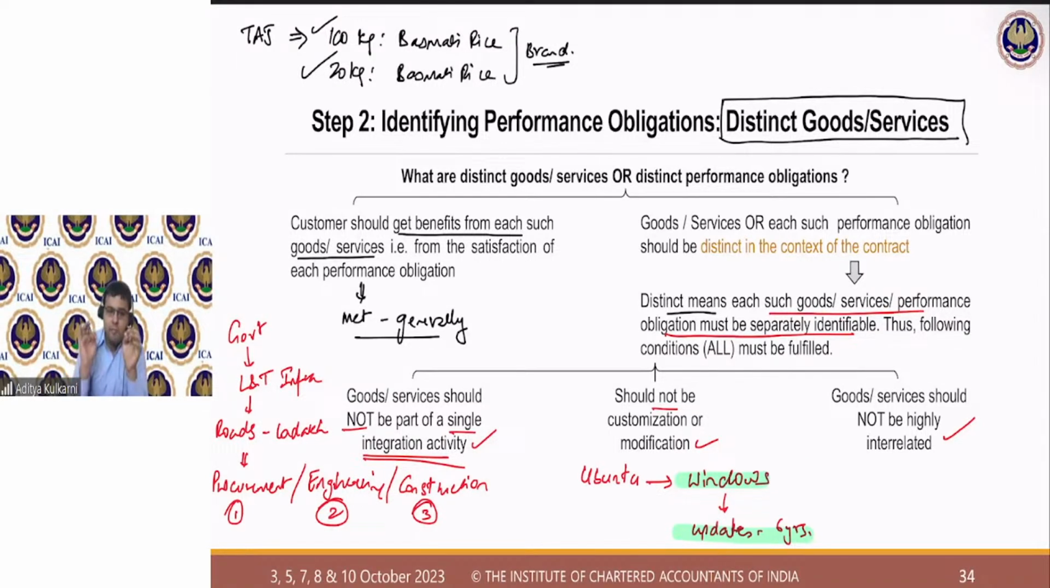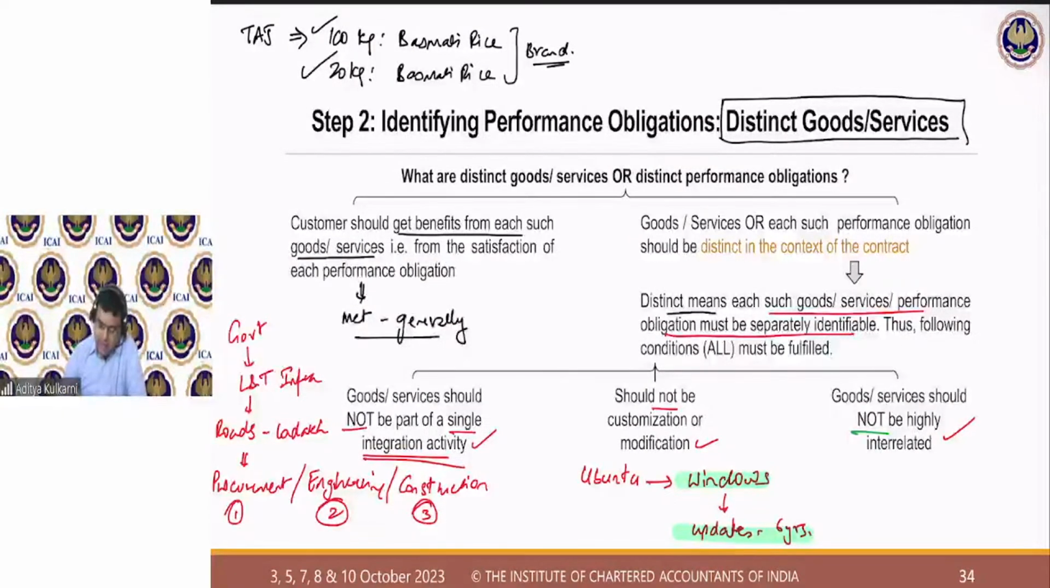Understood? So, two things we have done. One is it should not be part of a single integration activity. Second is it should not be a mere customization or modification. Third one is goods or services should not be highly interrelated. Goods or services should not be highly interrelated. Okay. So let us look at this.